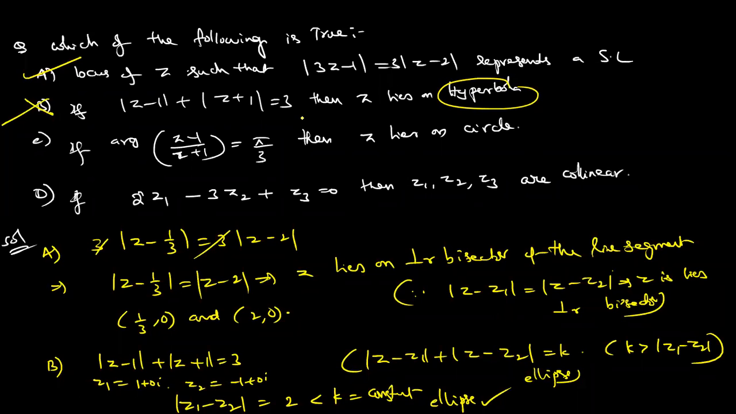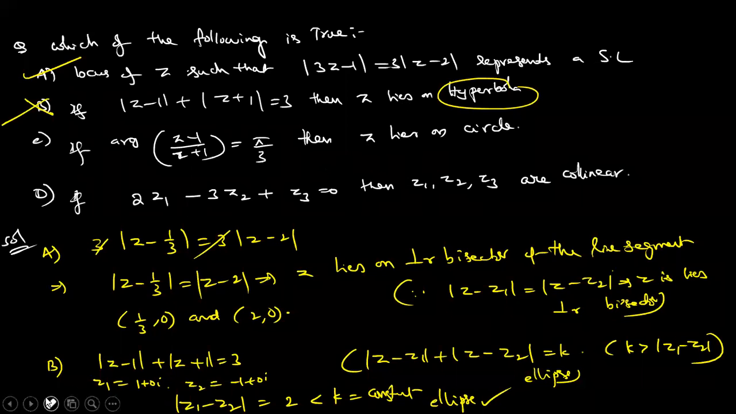Anyone? Come on. What is C? How do you approach? Pawan, you are saying false. How? D is correct. Okay, good. D is correct. Fantastic. 2 into z1 minus 3. Clearly, these are collinear. Okay. Good. Well responded. k is not equal to 0. Okay.